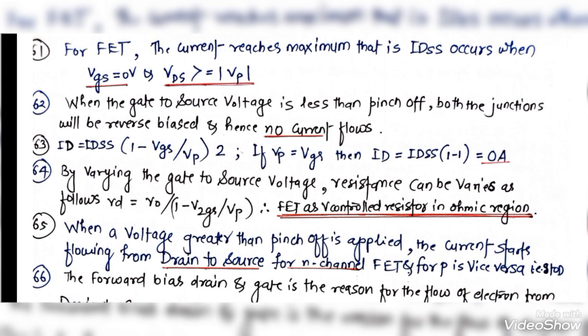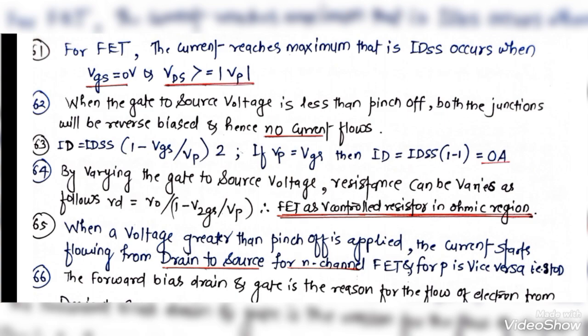By varying the gate to source voltage, resistance can be varied as follows. Rd is equal to R0 upon 1 minus VGS upon Vp. Therefore, FET acts as a voltage controlled resistor in the ohmic region.